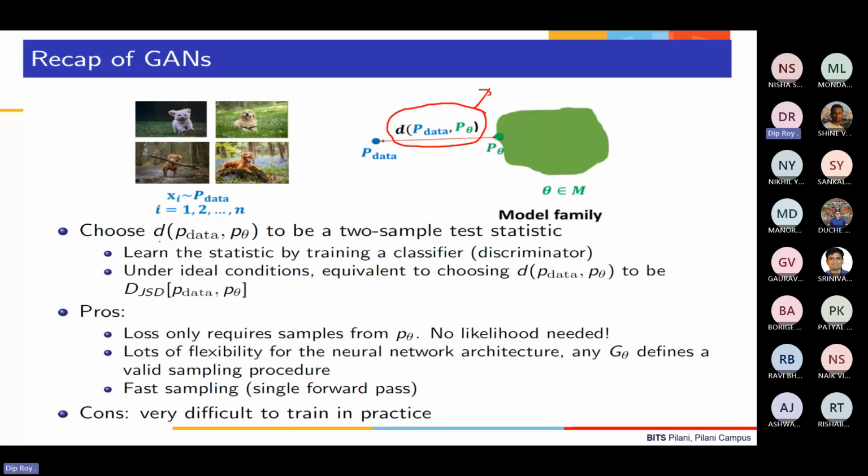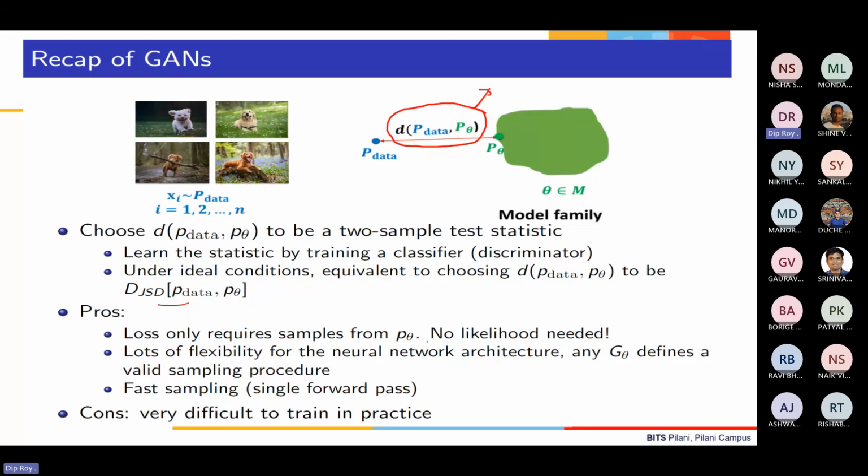So choose P data, P theta to be a two-sample test statistic. Learn the statistic by training a classifier, that is the discriminator, under ideal conditions, and this is basically the same as minimizing the JSD, or the Jensen-Shannon divergence. Right? And the pros here are that there is a lot of flexibility. The loss only requires samples from P data, no likelihood needed. So that is basically what we are after.